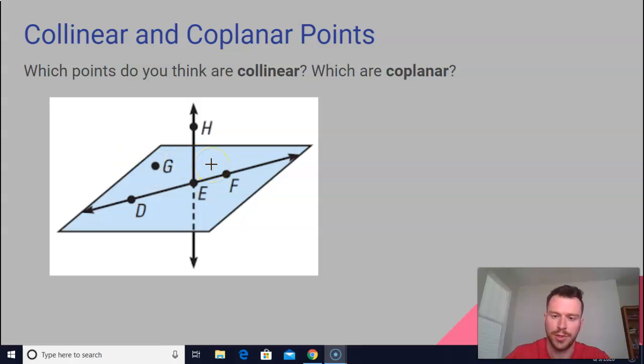So if collinear points are on the same line, then coplanar points are, you guessed it, on the same plane. So D, G, and E, they would be coplanar. D, E, and F are also coplanar. They're on the same plane. So I hope that helps you understand what collinear and coplanar points are.